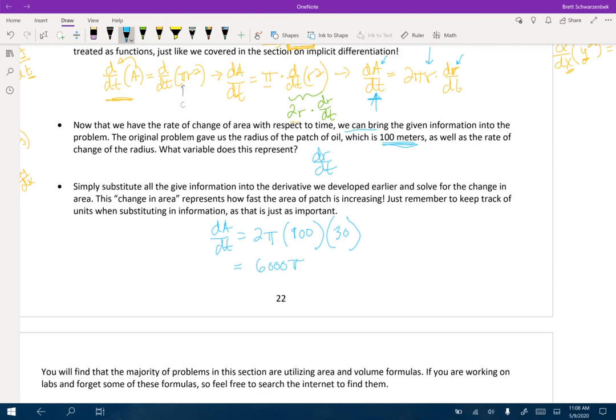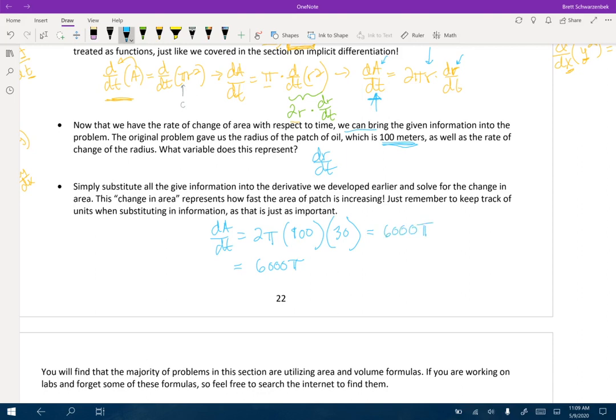If you want to multiply that out, you can. If you do 6,000 pi, you're going to get about 18,849 around there. But the key with related rates is you need a label. Okay, you need a label, and that's going to be a big thing here. So I'm actually going to put it back over here so that I can show you something.